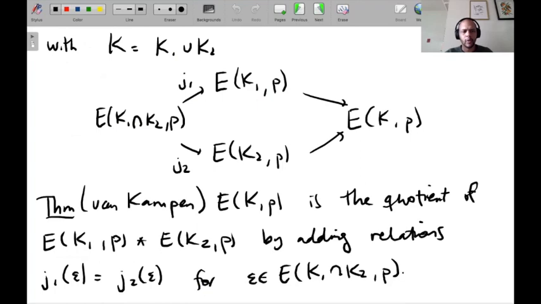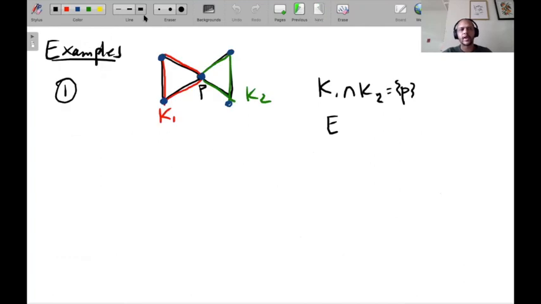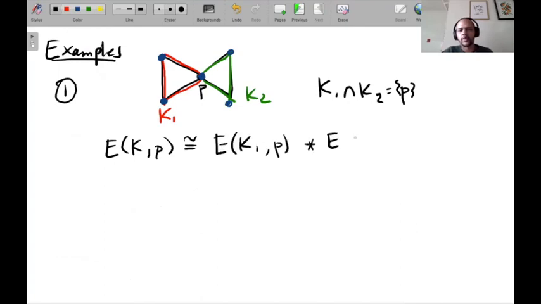Right. We quotient by elements in this edge group of the intersection. So if the edge group of the intersection is trivial, then there's nothing to quotient by. And so in this case, we see that the edge group of K is isomorphic to the free product of the edge group of K1 and the edge group of K2.